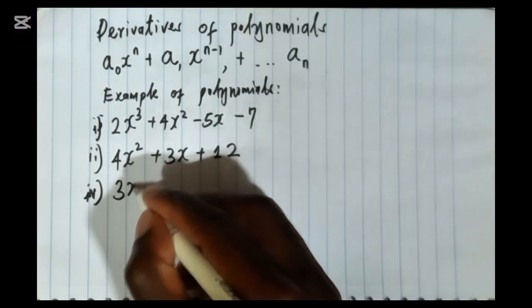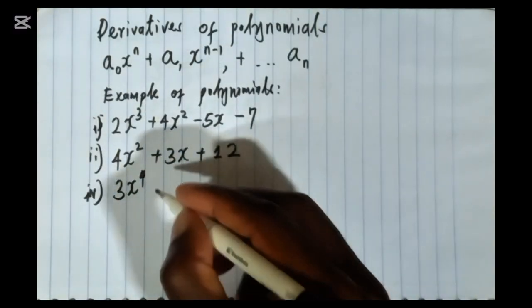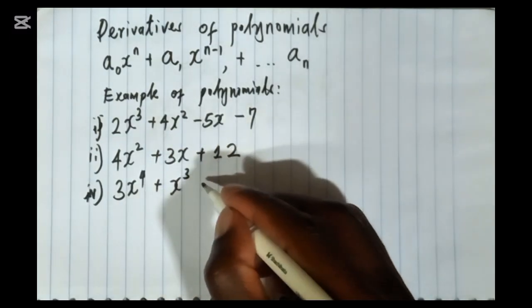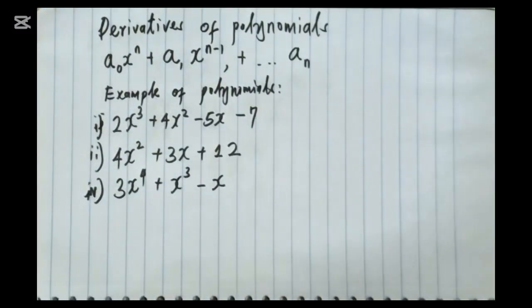So we can take 3x raised to 4, and then we expect that the one that comes after that should be, as the power should be slightly lower, plus x cubed, minus, in this particular case, minus x. So it could be that the coefficient of x raised to 2 is 0, which is why we're not saying that. But these are examples of polynomials, and in this particular class, we are going to mainly focus on how to find derivatives of such expressions.